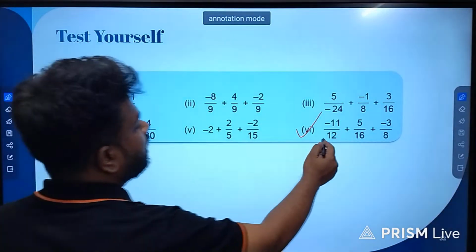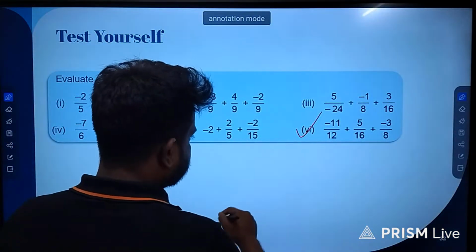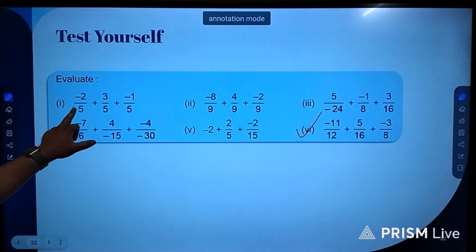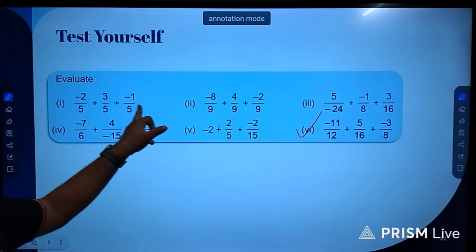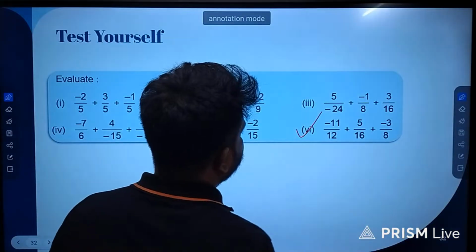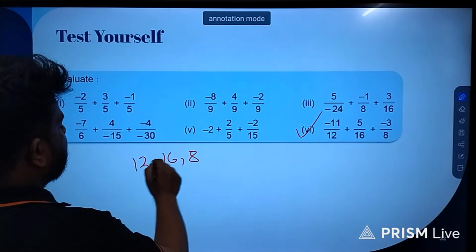So the first is 12, 16 and 8. So for the first one, look at it carefully: in number 1 we had all the denominators the same. But for number 6, we have different denominators. So we have to first find the LCM.